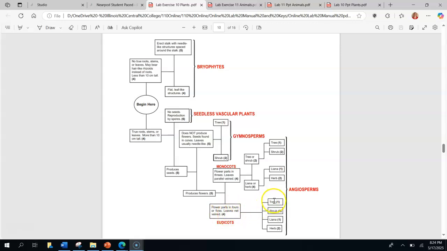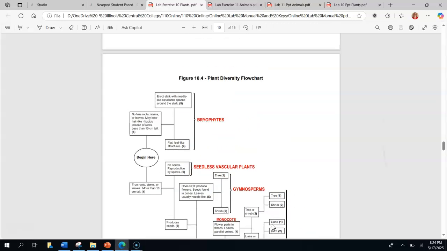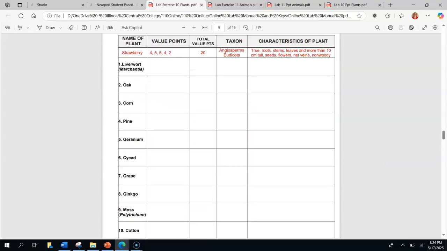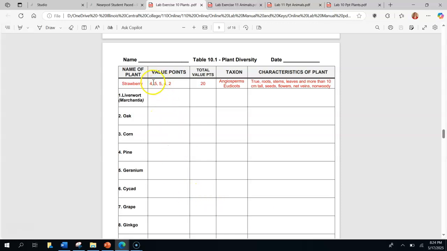So that's going to be another 4. And then you get to pick tree, shrub, liana, herb, based on those definitions that you have in the lab manual. So those numbers, we're going to go back up, are going to go right here. So there's our 4, 5, 5, 4, 2. And then you're going to add all those up, and you're going to get a total score of 20. And that's significant because the higher the value, the more recent they have been on Earth, but they evolve. So they've got more adaptations. So the higher the value, the more adaptations they have.